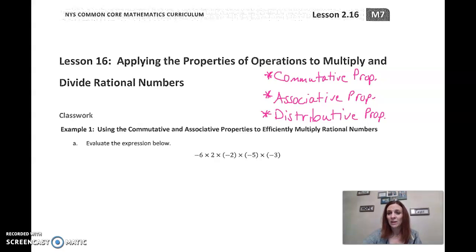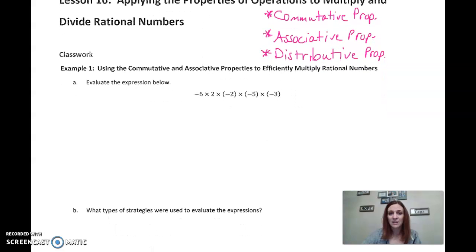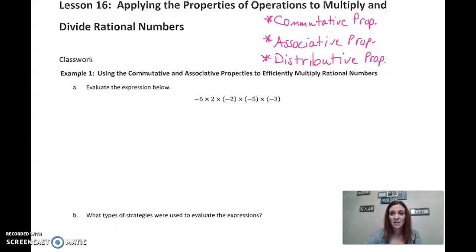And so let's get into this first problem here, okay? Using the commutative and associative properties to efficiently multiply rational numbers. Guys, again, the reason we use these properties is actually to make mental math easier. So we're going to do this two times. I'm going to kind of break it in half here.